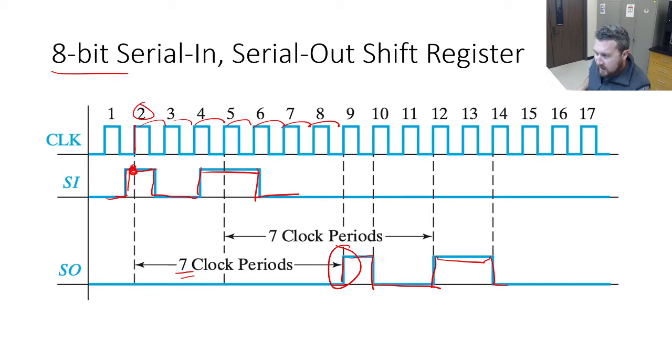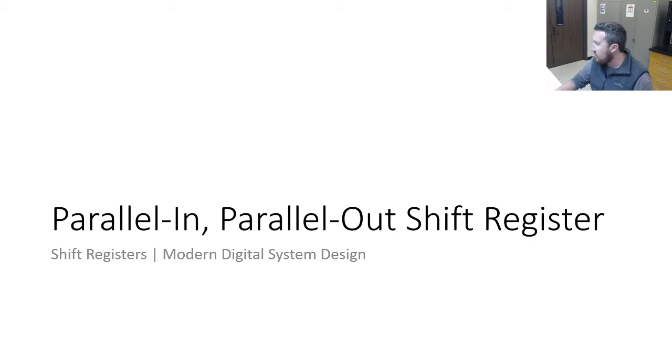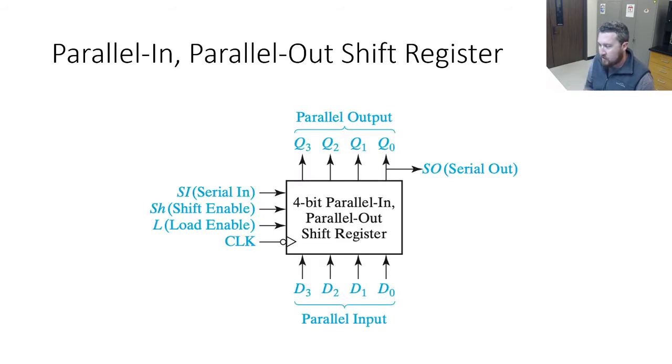So a serial in, serial out shift register is not on its own entirely useful. There's really not a whole lot of applications for why you would just want to delay some data a number of clock cycles, besides timing, I guess. But what's more common is what's going to come next, which is the parallel in, parallel out shift register.